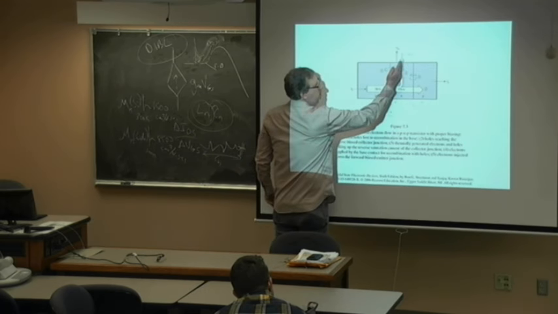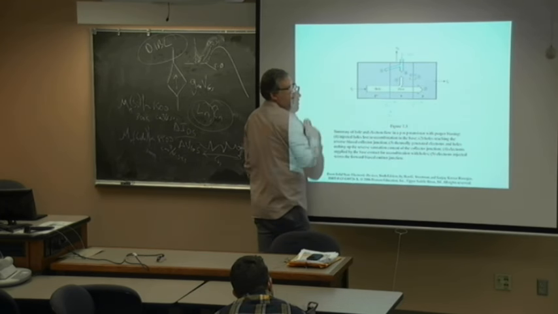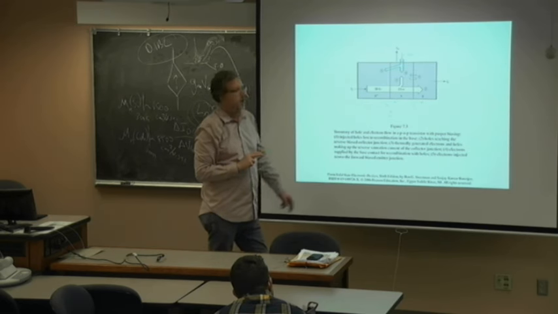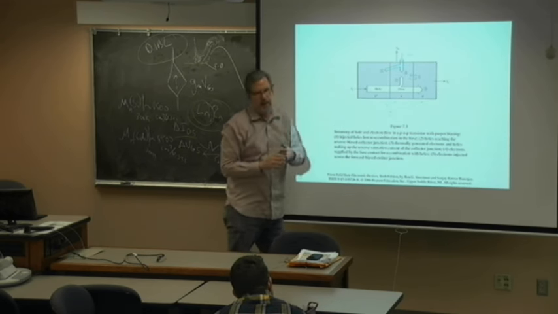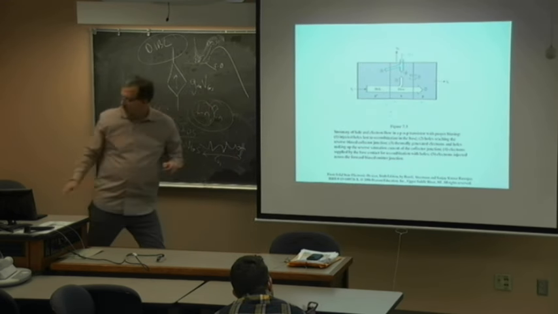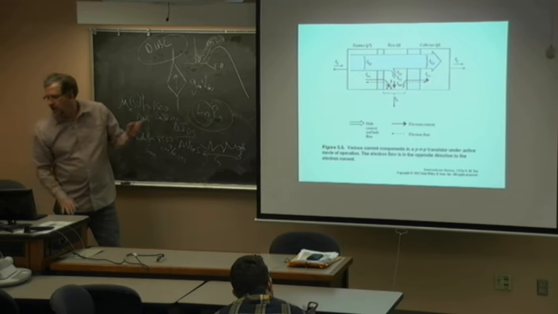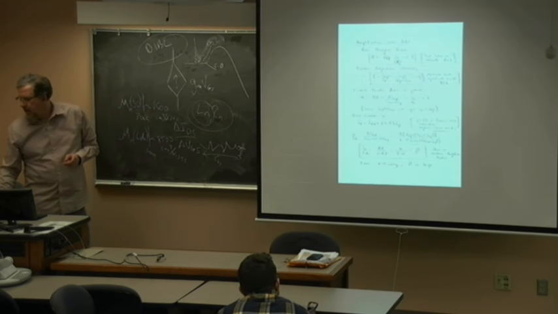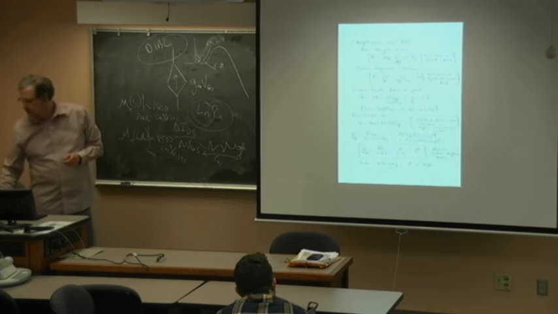It's the ratio of this small electron current and the large hole current. You basically take the hole current and divide by the electron current. That's the ratio. And so here you see it. So it's basically those.